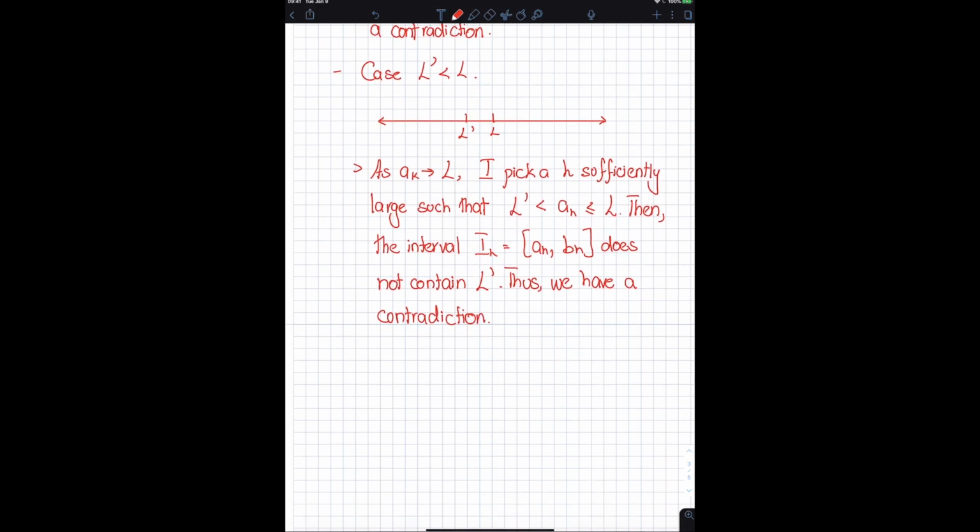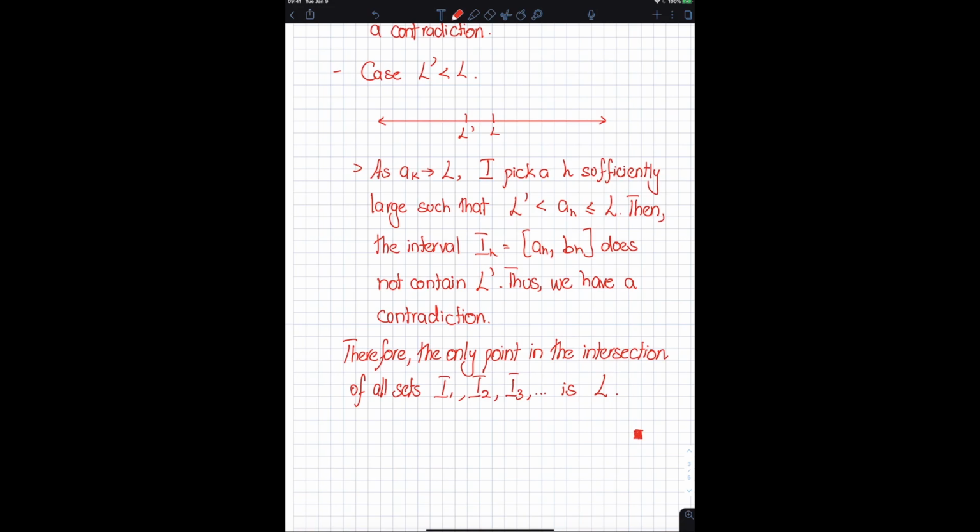Therefore, the only point in the intersection of all sets I sub 1, I sub 2, I sub 3, and so on is L. And that completes the proof.